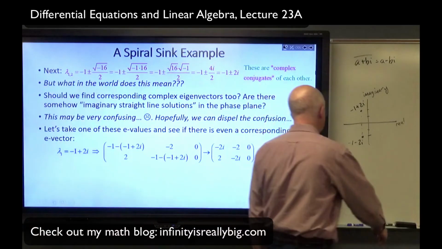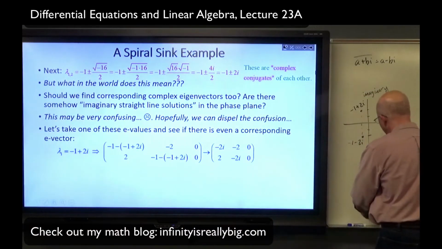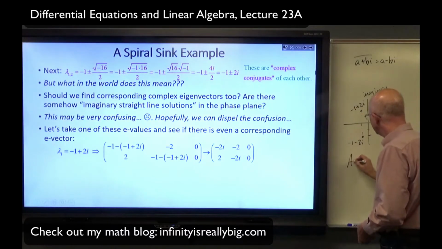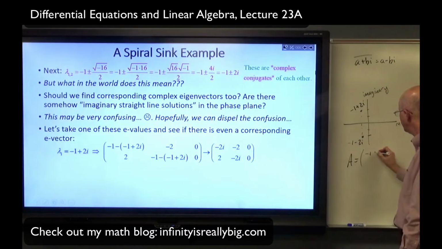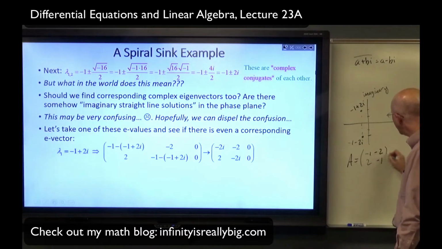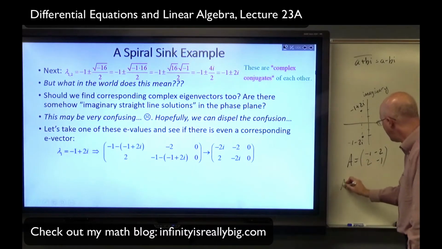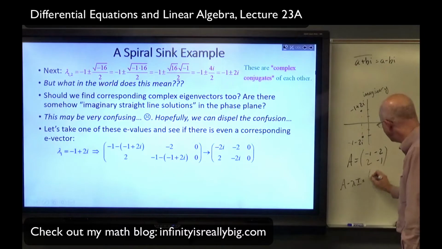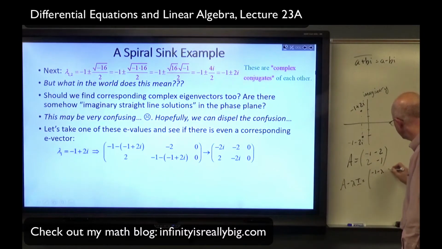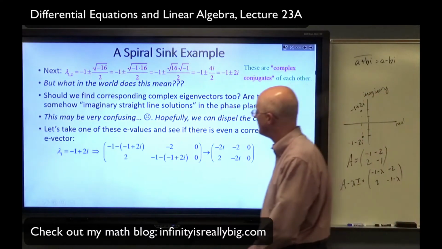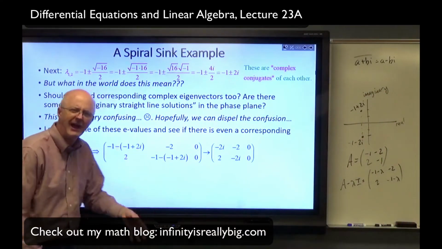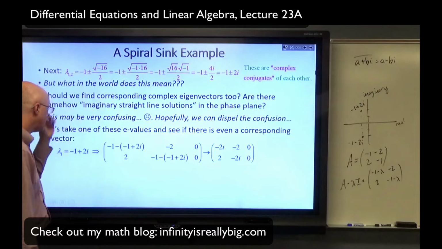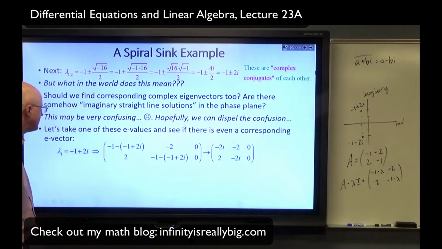Put these things in the matrix, A minus lambda I. Remember what A is here. A was the matrix -1, -2, 2, -1, a real matrix. A minus lambda I, therefore, is -1 minus lambda in the upper left, -2 in the upper right, +2 in the lower left, and -1 minus lambda in the lower right, as we saw before. Now go ahead and plug in lambda equals -1 plus 2i. I also could do -1 minus 2i, but anyway, here we go, plug it in.